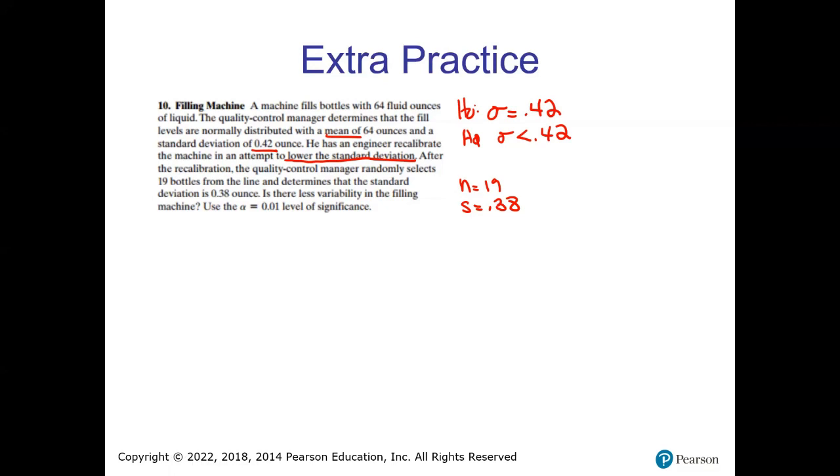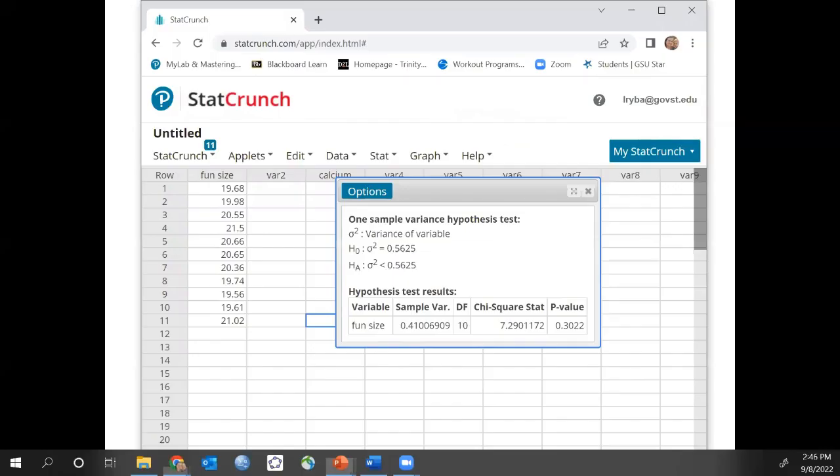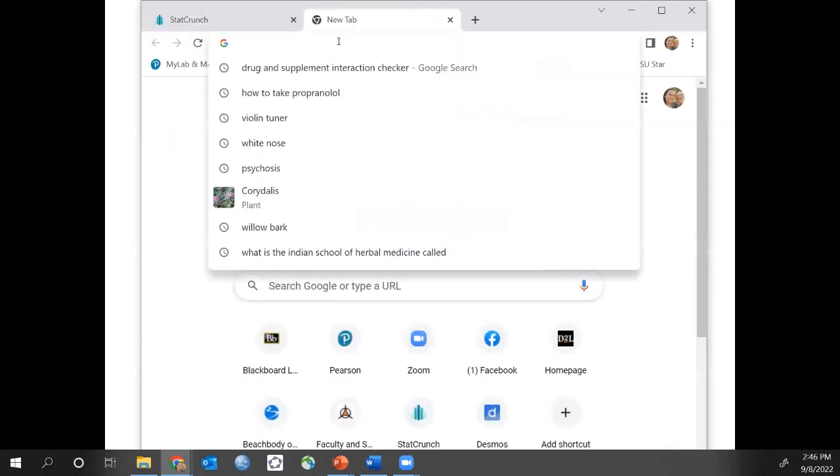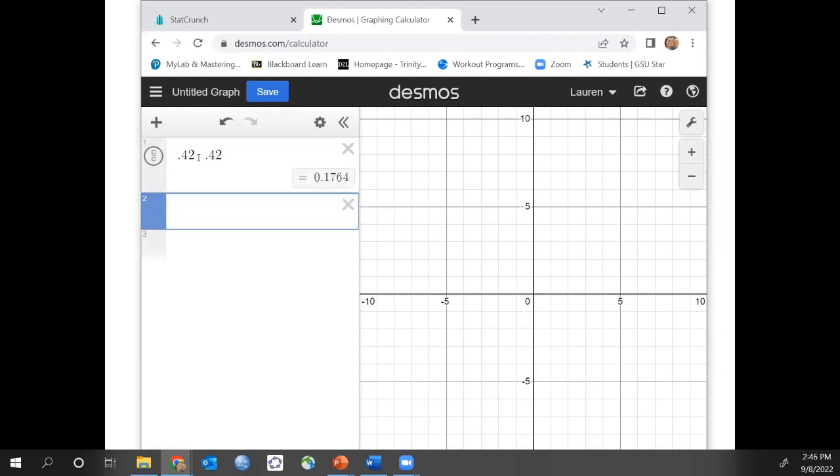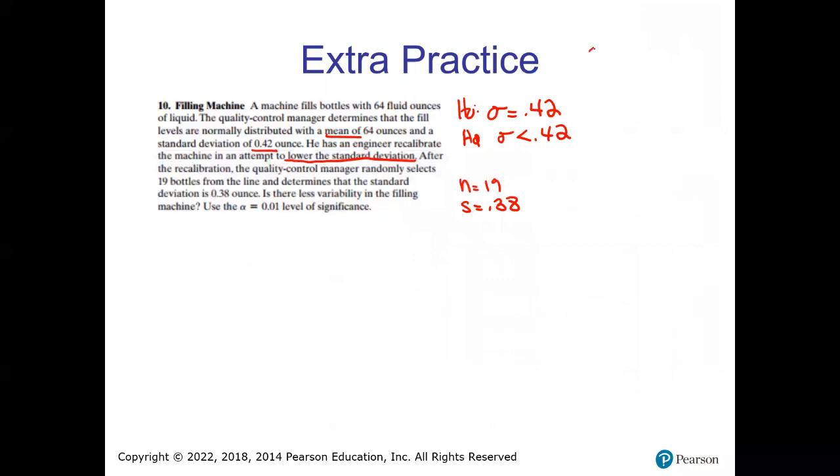Before I run this test, though, I need to make sure I calculate the variance value. So we have 0.42, and I have to multiply it by itself. My variance is 0.1764. Variance is 0.1764. So that's something else that you should calculate for your hypotheses here.